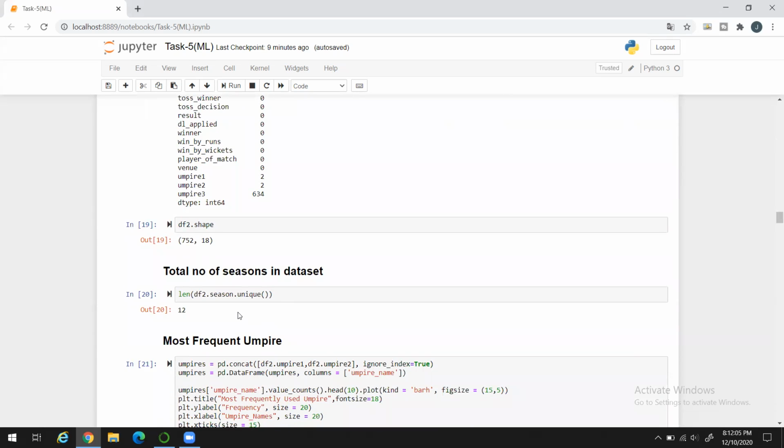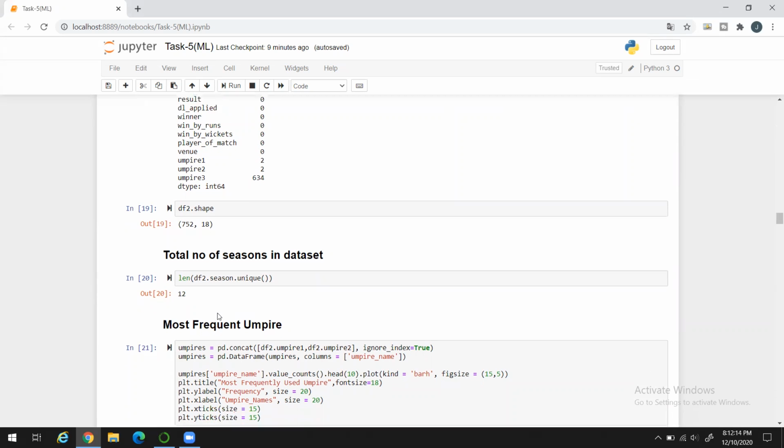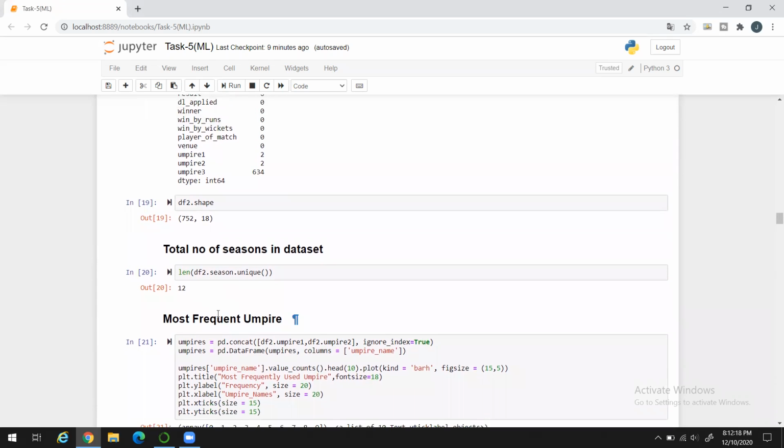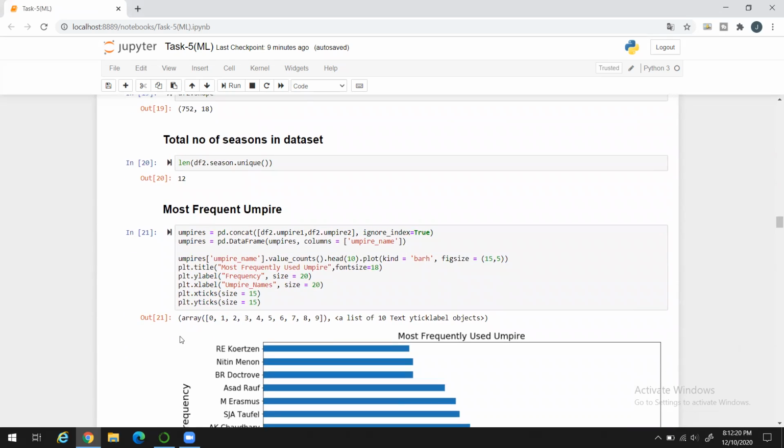Now, the total number of seasons IPL had was 13, including 2020, but as per the dataset, we have only 12 till 2019. So, whatever analysis we are doing is only till 2019. Now, let's see some stats.